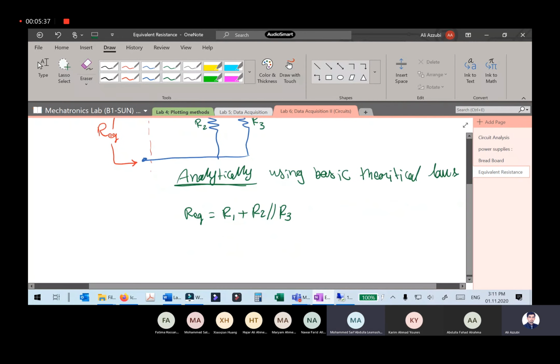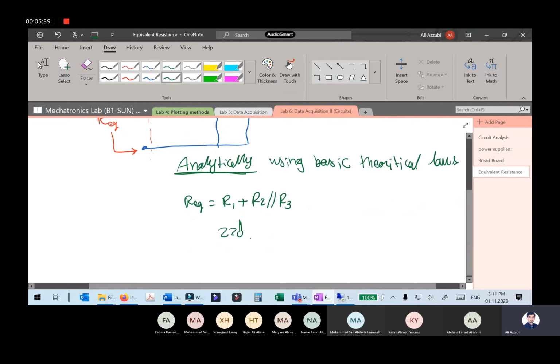Agree, doctor. So 220 plus, always for the parallel, the product over the sum. So R2 R3 over the sum. Let's fix the writing a bit. You continue with this, and you will get some value like this. All of this is analytical.